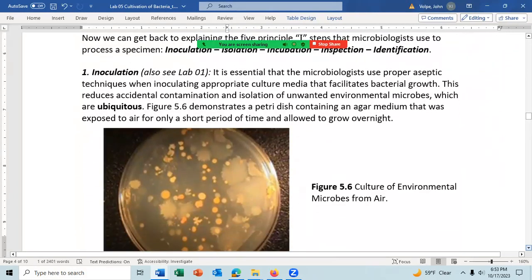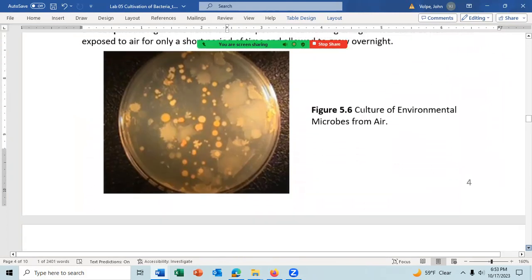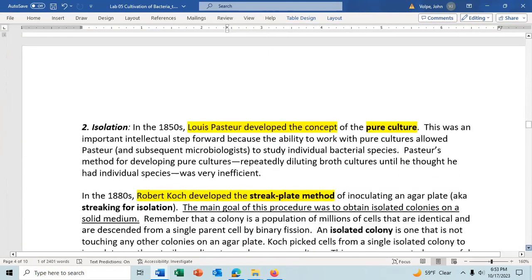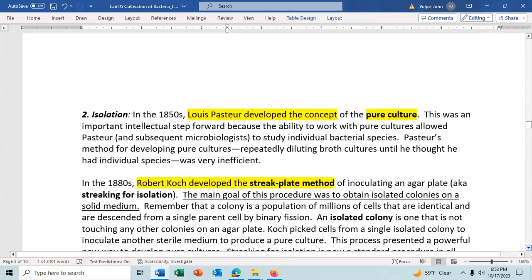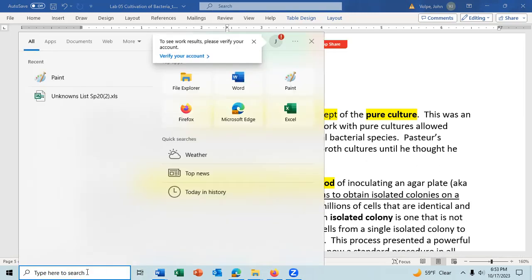All right, so we have inoculation. That's setting up the culture. Then you have isolation. Louis Pasteur developed the concept of a pure culture. He even developed a way of getting a pure culture.